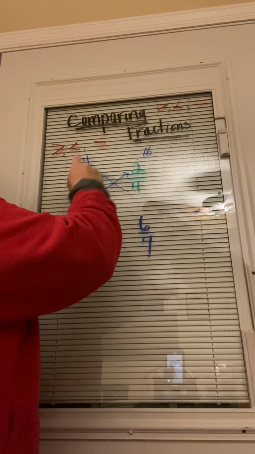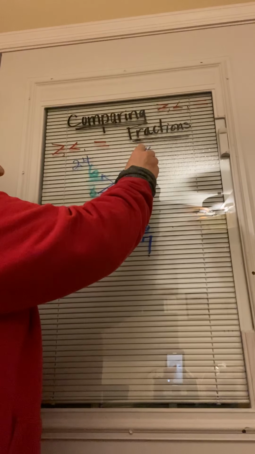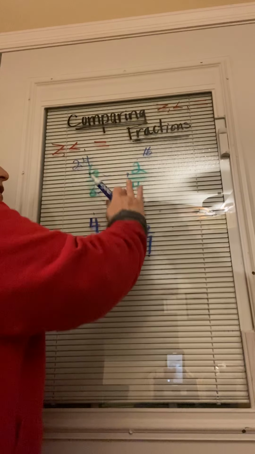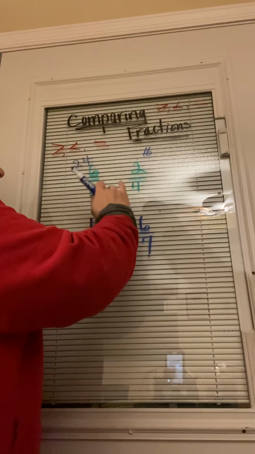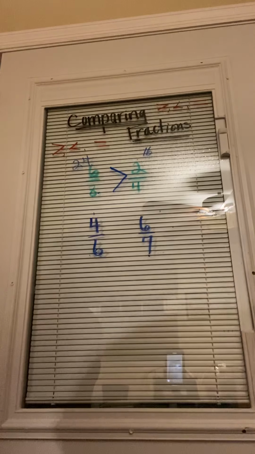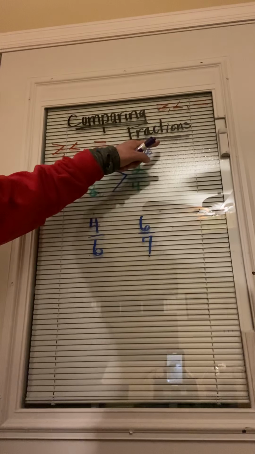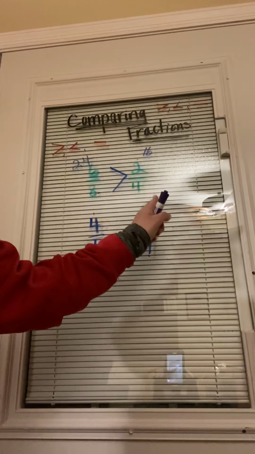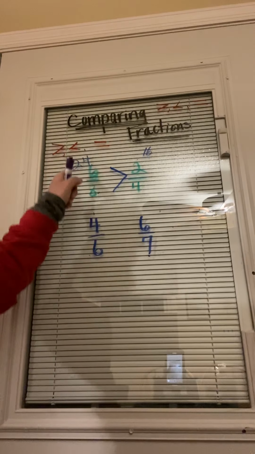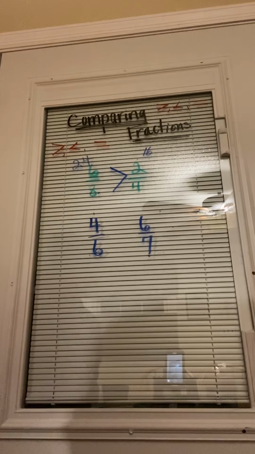So 24 is greater than 16. Therefore, I know that 6/8 is greater than 2/4. All I did was cross multiply. Start at the bottom, go up, put it there. Start at this bottom, go the opposite way, crossways, and you get 24.